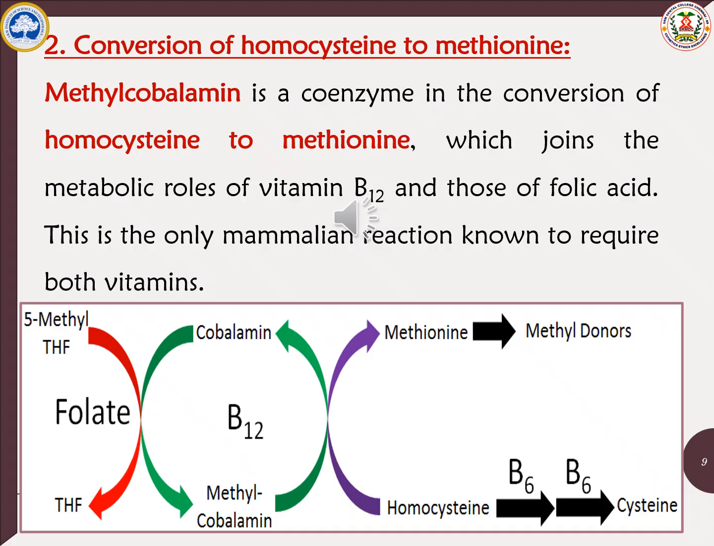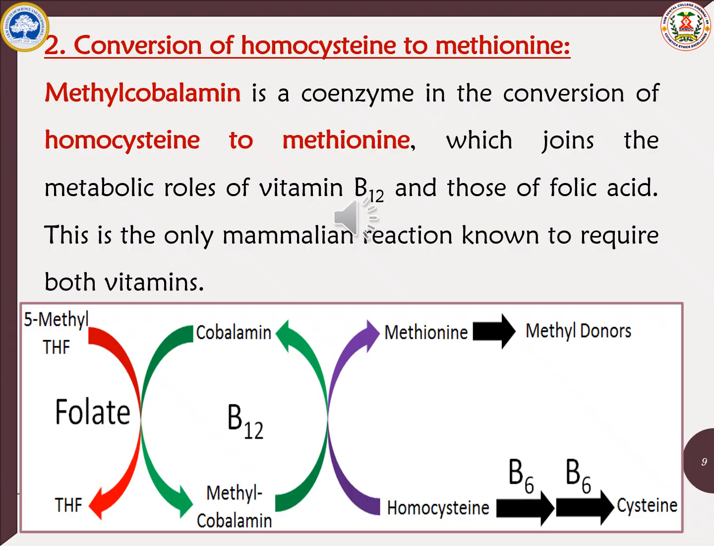The other important reaction where vitamin B12 acts as a coenzyme is the conversion of homocysteine to methionine. Here methylcobalamin is used in this reaction. This is the important coenzyme involved in the conversion of homocysteine to methionine. First, the cobalamin takes up the methyl group from tetrahydrofolate, and tetrahydrofolate gets liberated. So the cobalamin gets converted into methylcobalamin. Then the methylcobalamin donates its methyl group to homocysteine to form methionine.